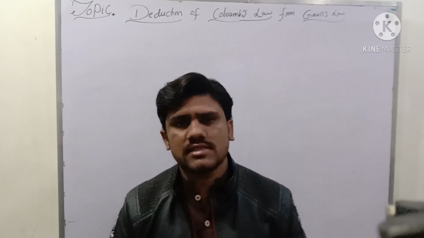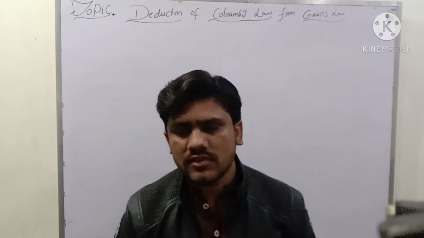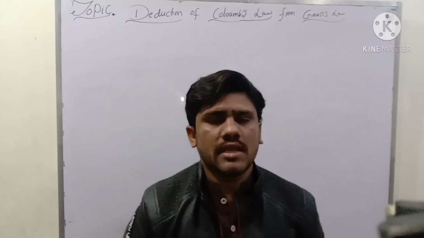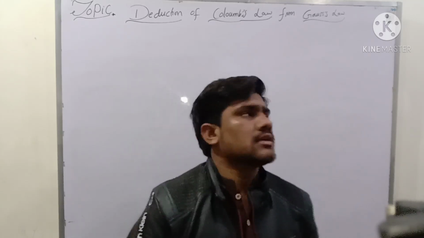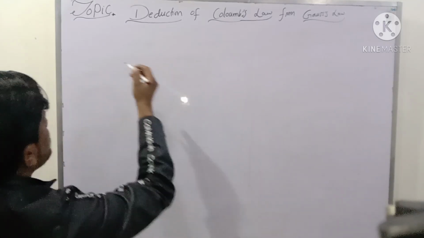And Gauss's law states that the total electric flux passing through any closed surface is equal to 1 over epsilon naught times the total charge enclosed by that surface. Now firstly, we define Gauss's law.